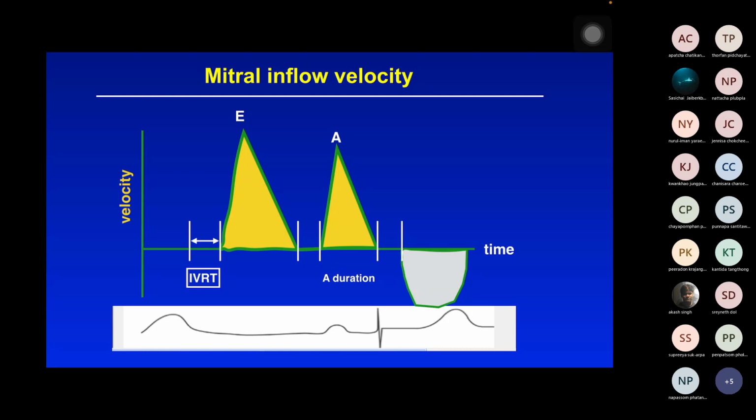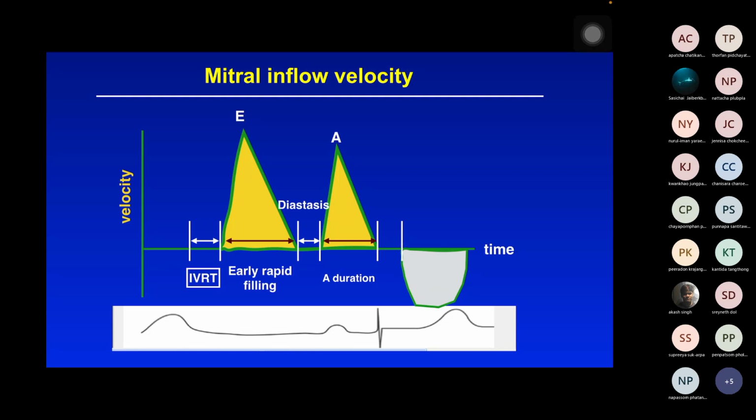When the LV pressure is lower than the LA pressure, the mitral valve opens. It starts the second phase, the E wave, the early rapid filling. When the LV and LA pressures are equal, it starts the third phase, diastasis. And the last one, after the P wave, is the atrial kick. It starts the fourth phase, the atrial contraction, the A wave.